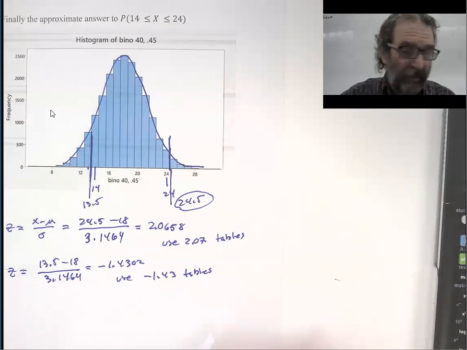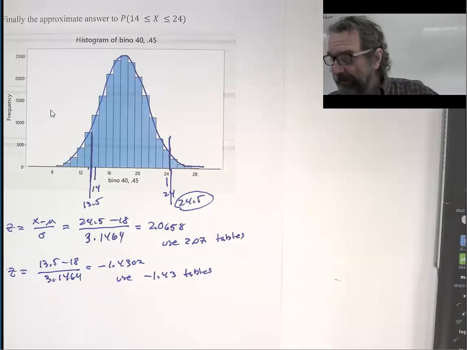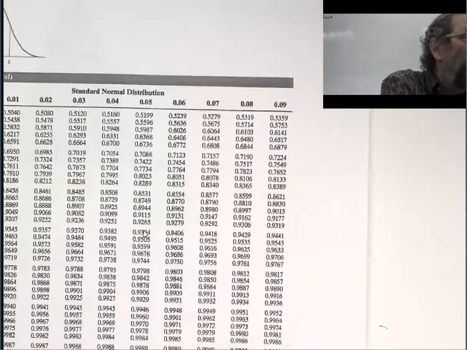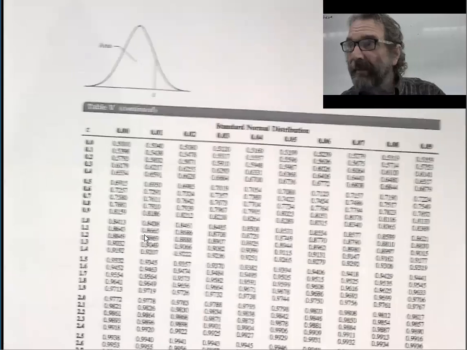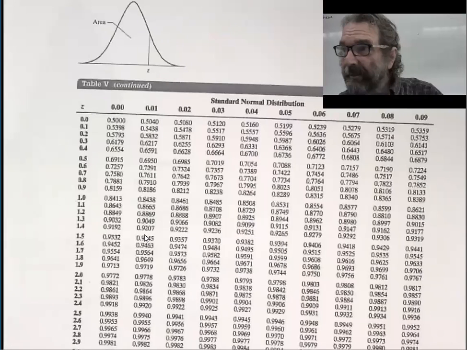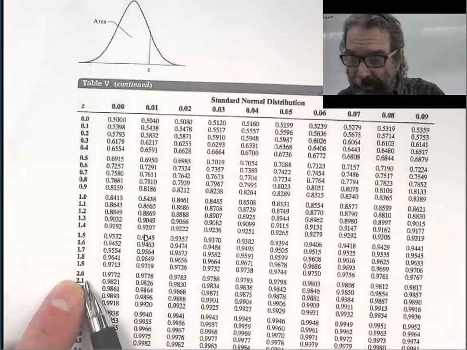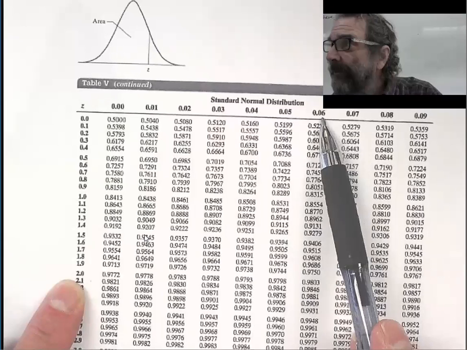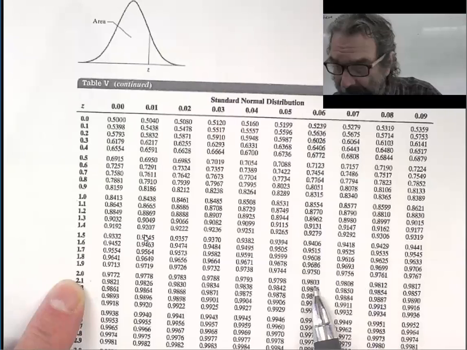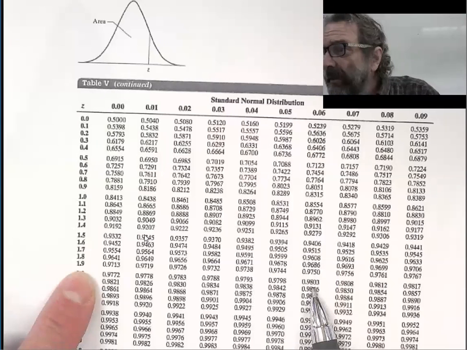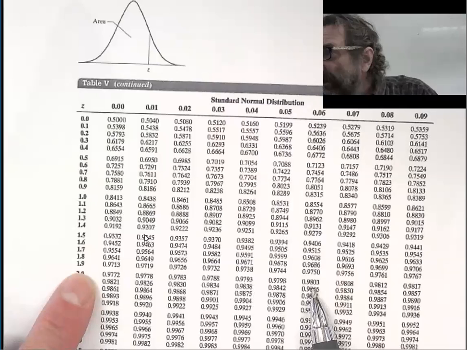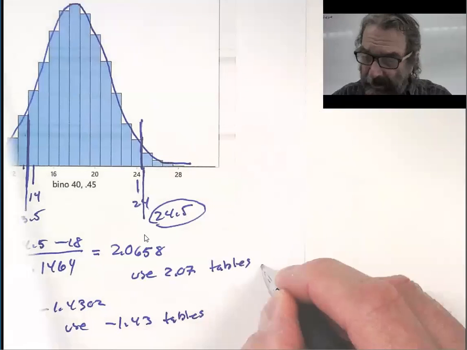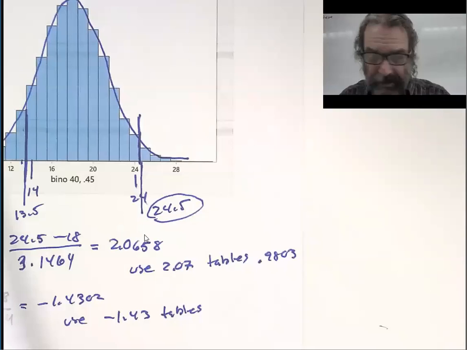The tables for 2.07. Where are they? Here we go. I'll zoom in a little bit. So there's 2.0 right there, and we're going to go over to 7. That's 7 up there, and it all comes down to 2.0. That gives 0.9808 for 2.07. And then we're looking for negative 1.43.